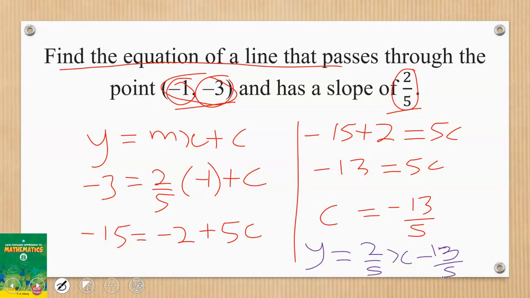We can keep it like this or make it a bit more beautiful by multiplying through by the LCM. We can say 5y is equals to 2x minus 13. You can also write it this way. Whichever way you go, it becomes the equation of a line.